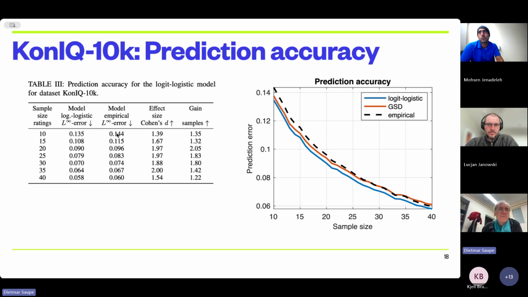And we see that the L infinity errors for the empirical model are larger than the errors with our model that we have trained. So this indicates that we have an improvement here, but then the question is, is this improvement really statistically significant? How large is the effect? So for that, we calculated the Cohen's d effect size.